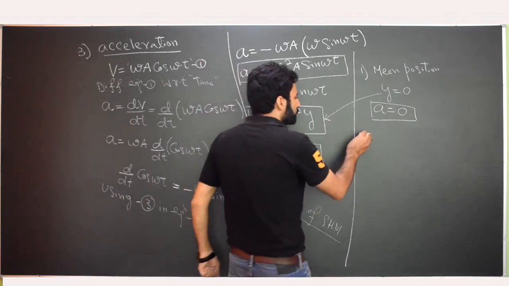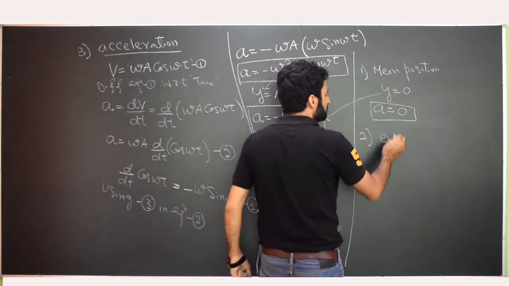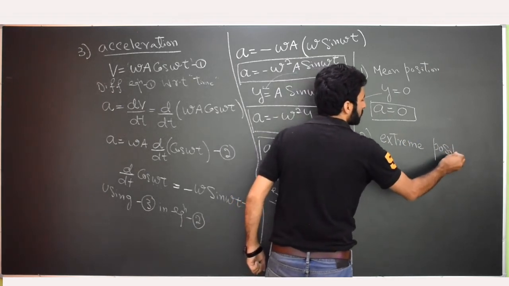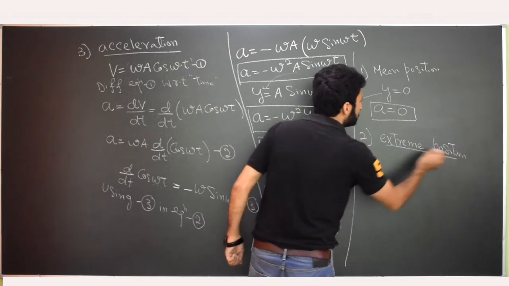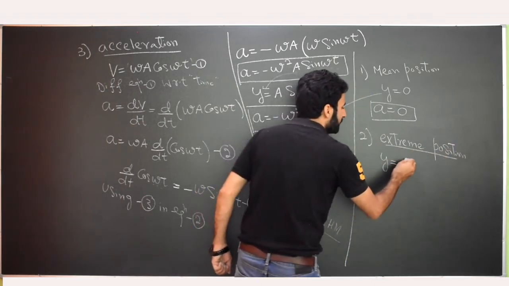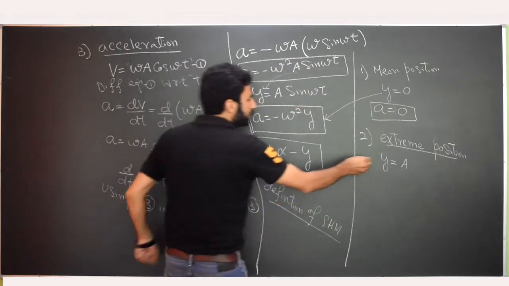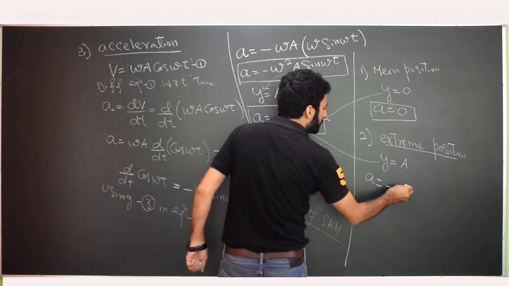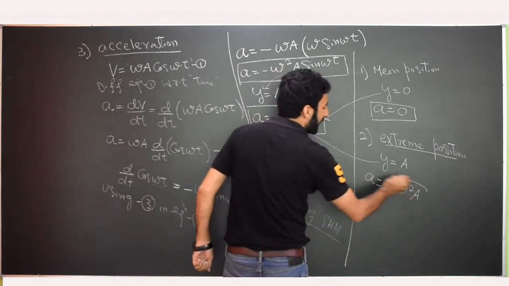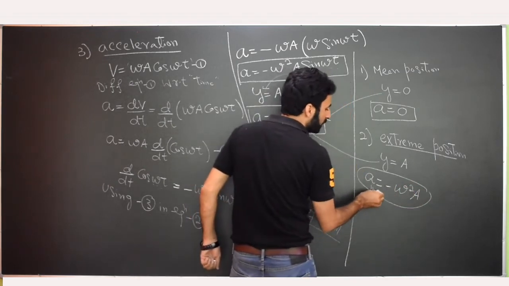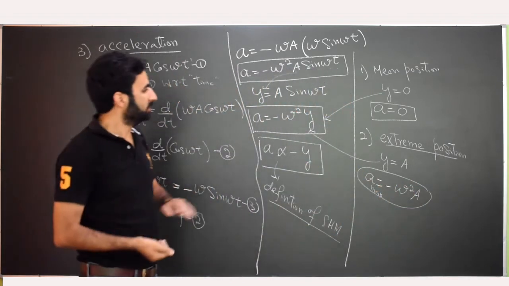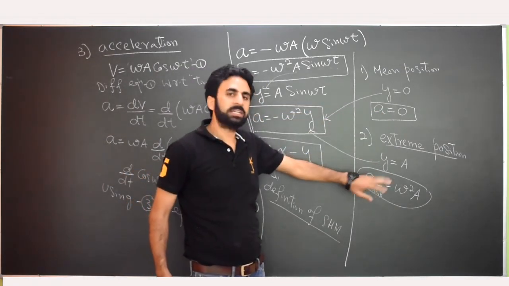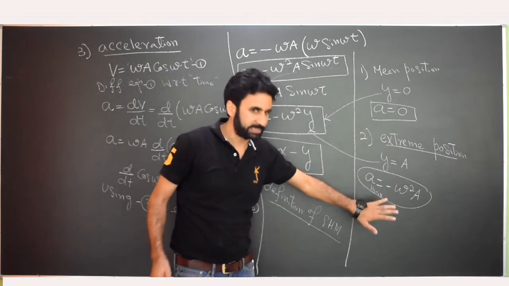Now let's take the other extreme, which we also call extreme position. At extreme position we know y is equal to A. So once we put y is equal to A in this equation, we will get acceleration is equal to minus omega square A, and this will be the maximum value of acceleration. So again, we can say that the acceleration of a particle at mean position is 0 and acceleration of a particle at extreme position is maximum.